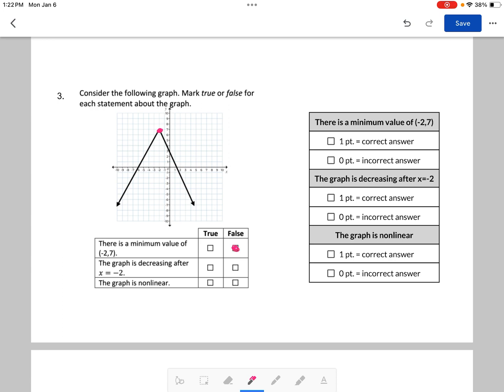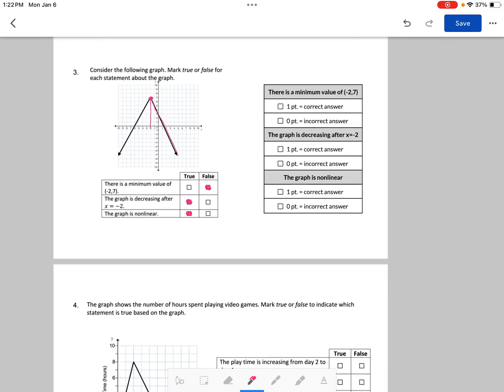The second statement says the graph is decreasing after x equals -2. So I look, x equals -2 is here. And yes, we are decreasing after x equals -2, so that is true. And then it says the graph is nonlinear. That is also true. This is not a straight line. So those are our statements for number 3.